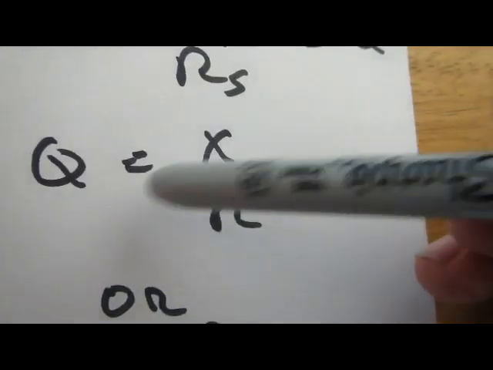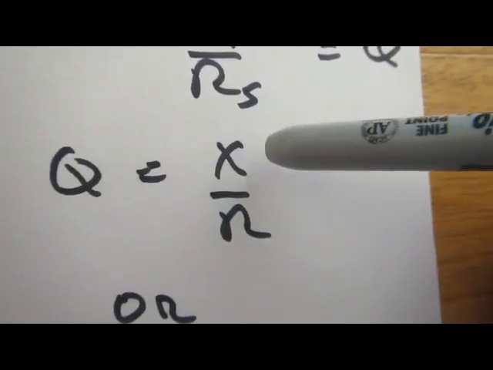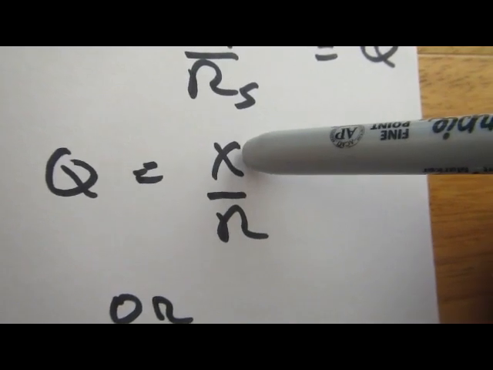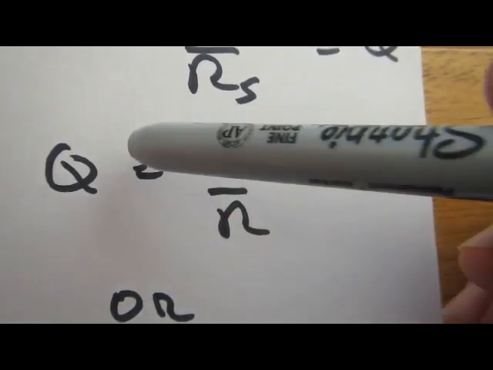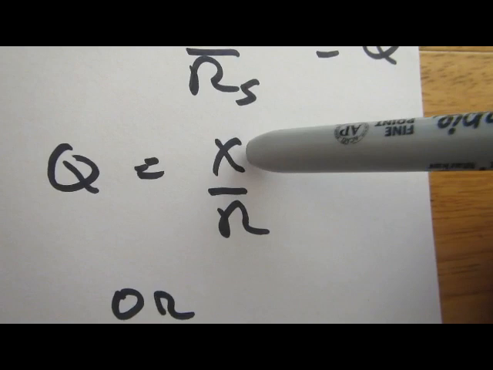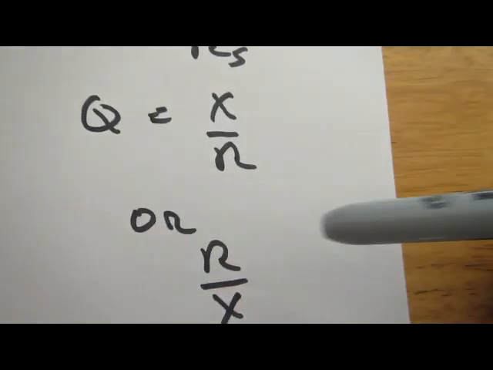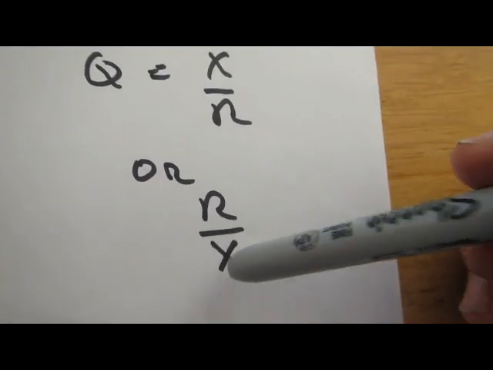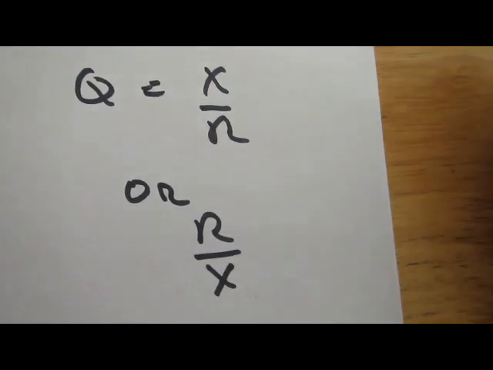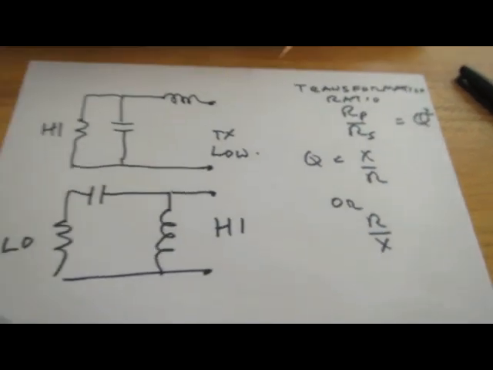Then the next thing is the Q of our components. If it has to be a series component, x over r. If it's a parallel component, r over x. So if you know r, you have to choose an x to give you that Q value. And that's the basis of how it works. That's the L network.